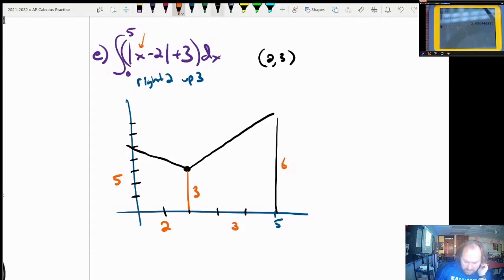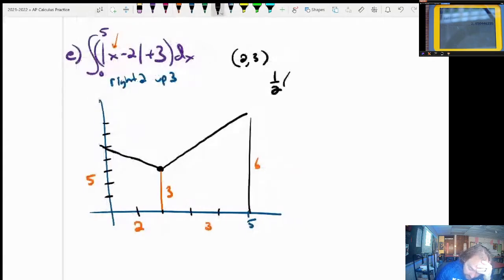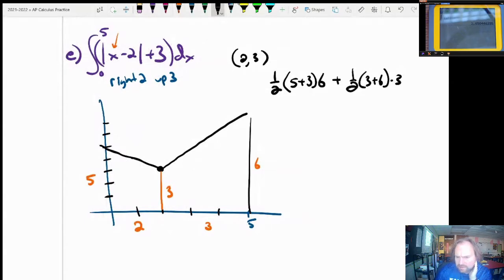So this is just going to be a couple of trapezoids. The first one is 1/2 times 5 plus 3 times 6. The second one is 1/2 times 3 plus 6 times 3. So the first one, 8 times 6 is 48. 48 divided by 2 is 24. That's what this area is there.